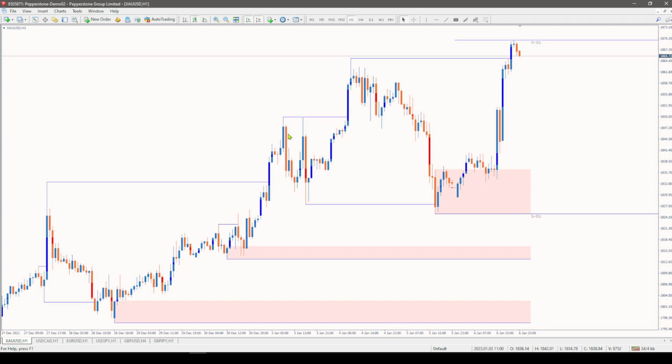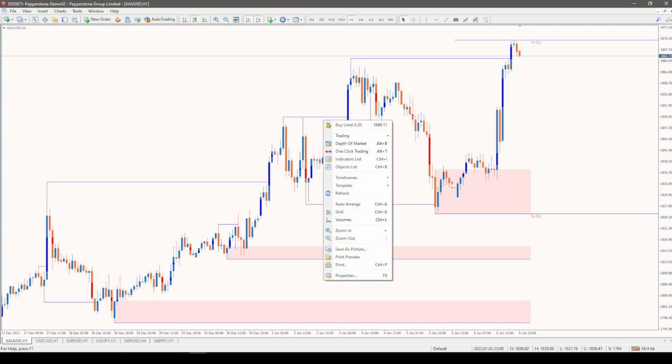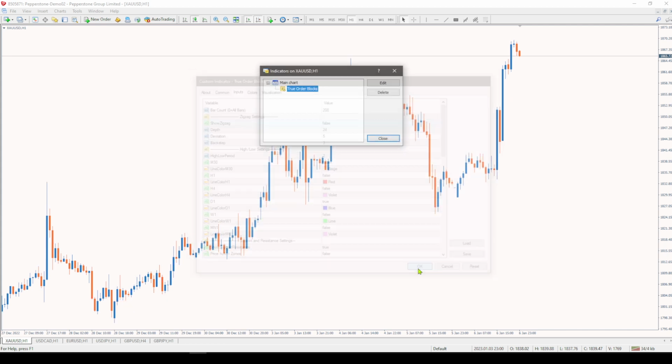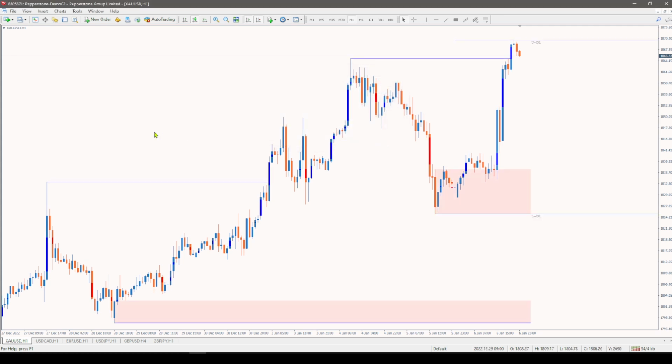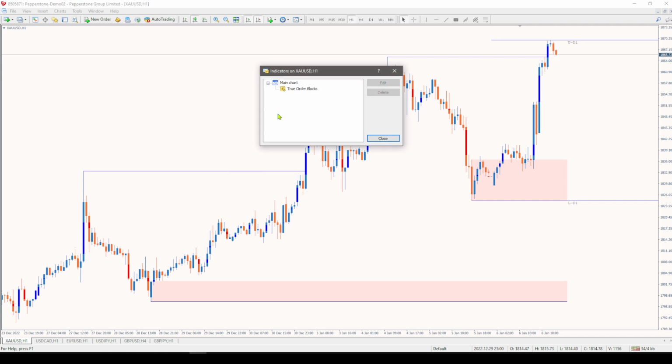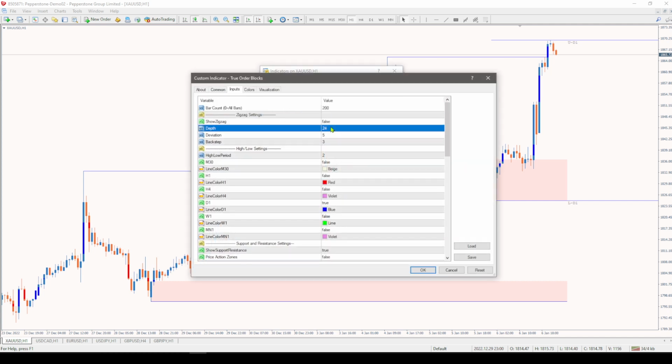But I prefer to use fewer zones, so I can see the zones where price most probably might drop. Okay, so now you understand what the 200 is and how to increase your zones.